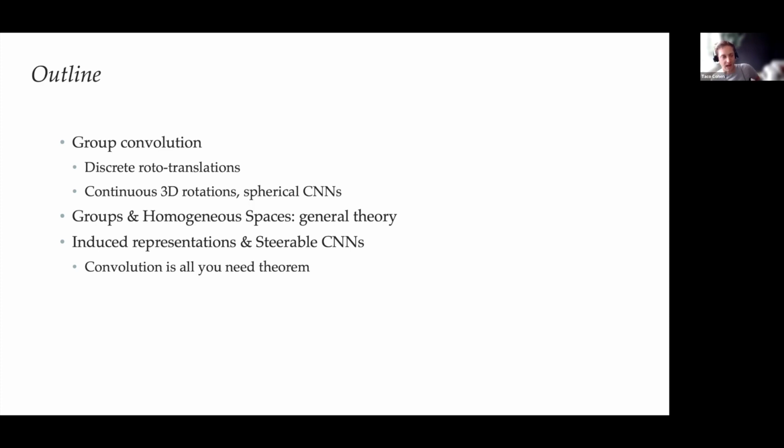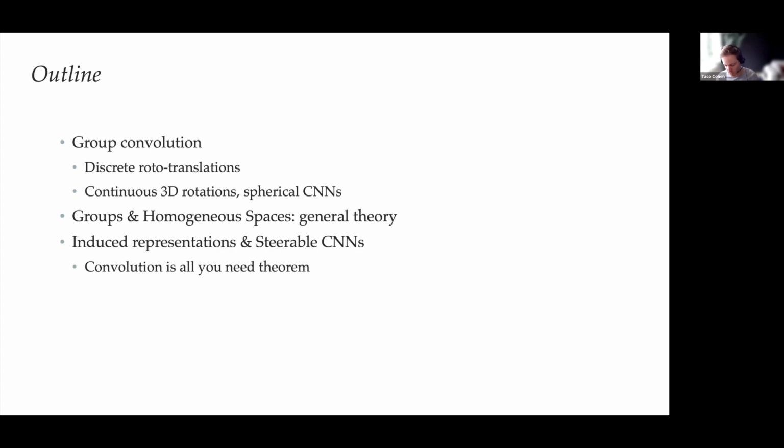After looking at some examples, I'll give you a high-level idea of the general theory that's been developed for these kinds of convolutional networks. And at the end of the lecture, I'll talk about an even further generalization to so-called induced representations in steerable CNNs, which geometrically you can think of as convolutional networks that have as input, output, and also as internal feature spaces, spaces of fields on a space, things like vector fields, tensor fields, and so on.